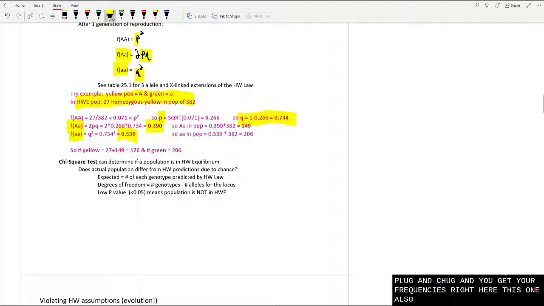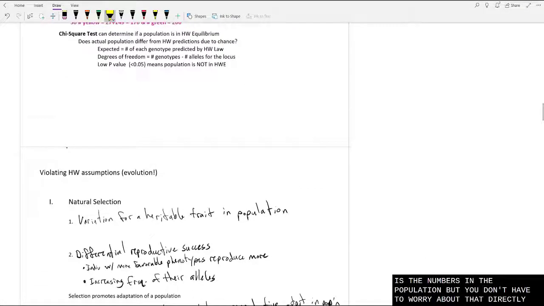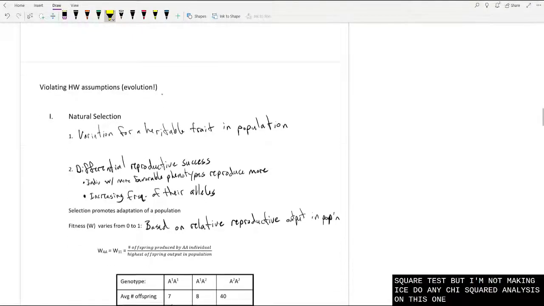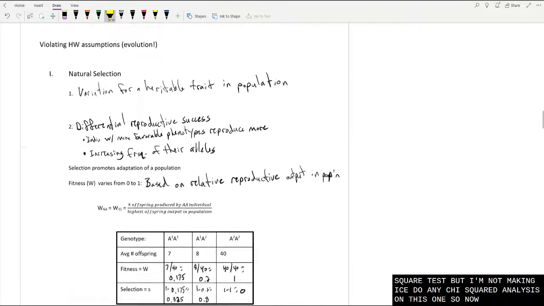This one also then continued to ask what the numbers in the population are, but you don't have to worry about that directly. Then that also talks about a chi-squared test, but I'm not making you do any chi-squared analysis on this one. So now those values can be further used down here for when we talk about fitness and natural selection.